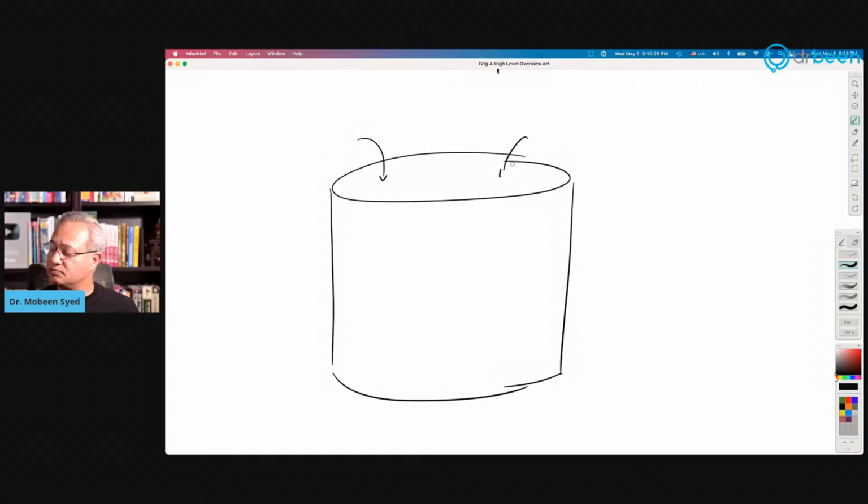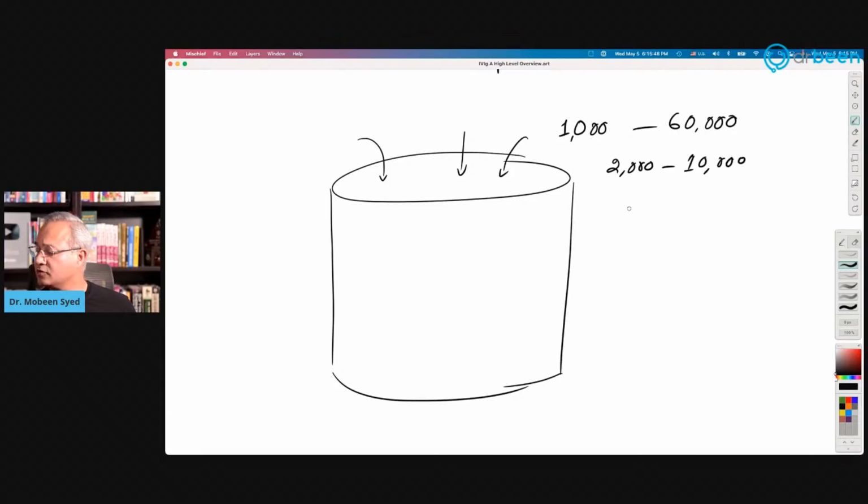So we take all those blood donations, usually anywhere from 1,000 to 60,000 people's blood, or those blood bags, are added to this pool. Usual practice is 2,000 to 10,000, and I think a common number is 10,000 people's blood. Now, here is the important thing.